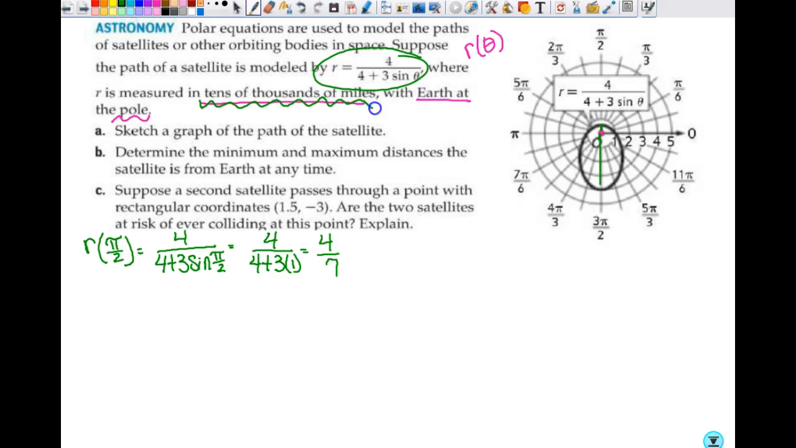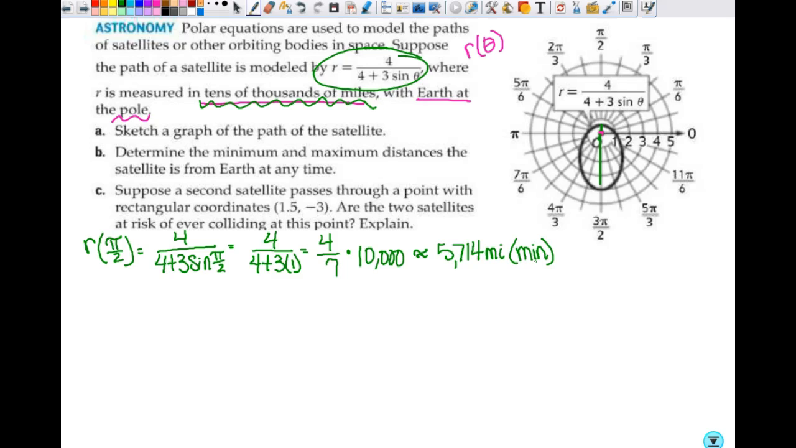Tens of thousands of miles. Have to multiply it by 10,000. Right? Which means that you get an exact answer, but I'll give you what it is. It's about 5,714 miles. So that's the minimum distance that satellite is from Earth at any given time.